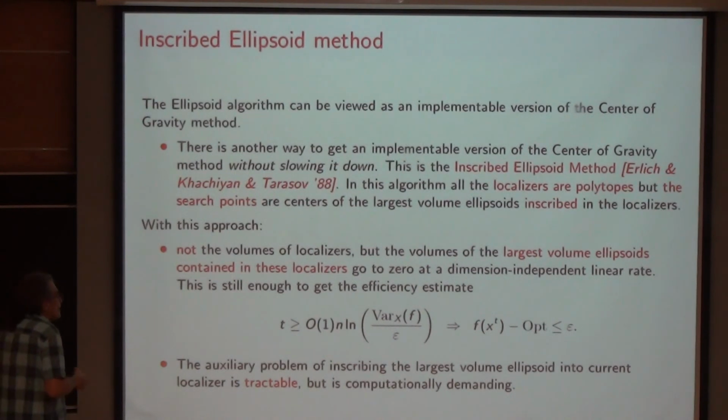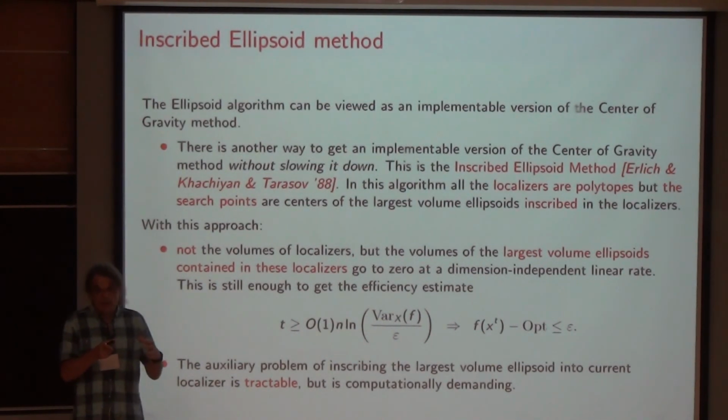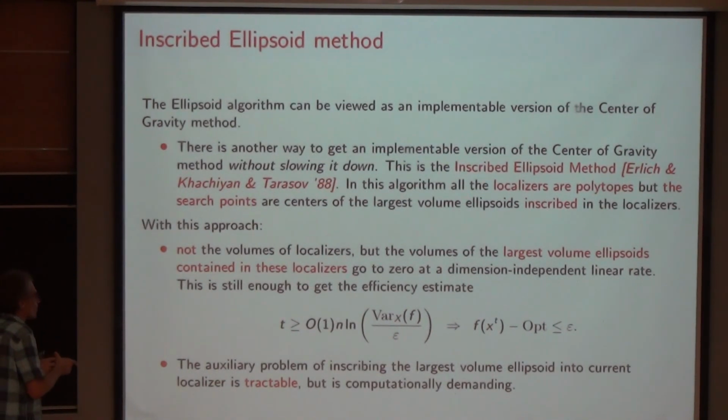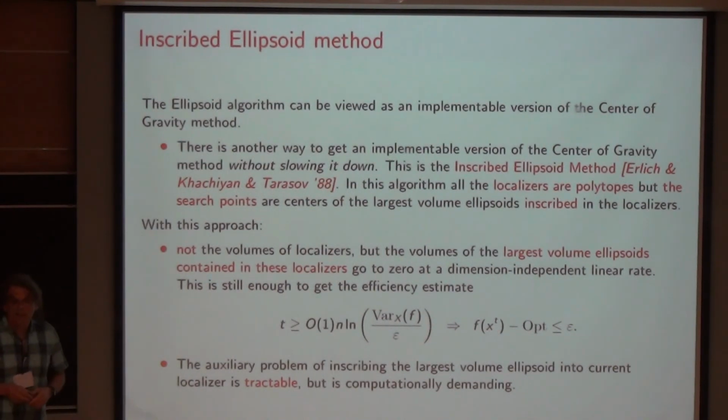The problem is that computing the largest volume inscribed ellipsoid is, as they say, a tractable problem. In fact, for a polyhedral set, it's just a semi-definite optimization problem, but it's much more computationally demanding than computing an ellipsoid. And this algorithm, I don't think it's used in practice. Okay, I'm done. Thank you very much.